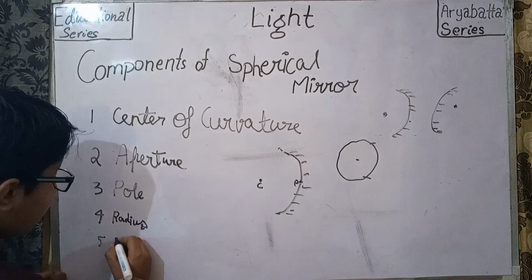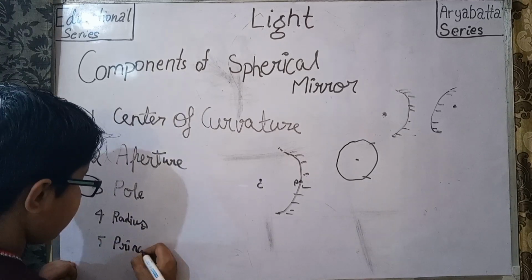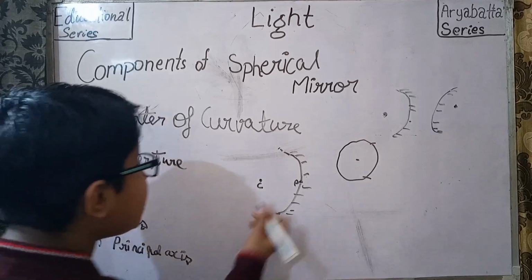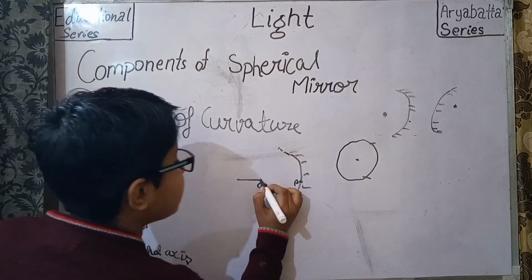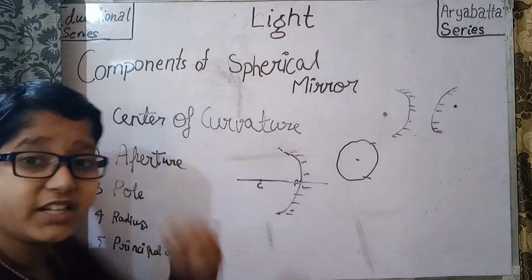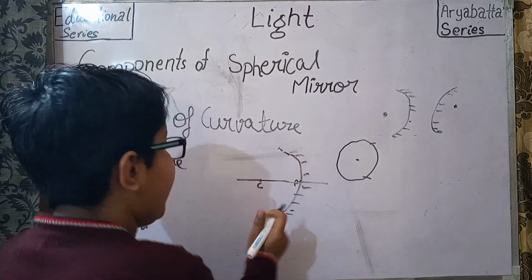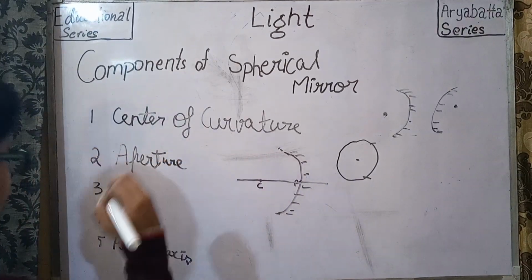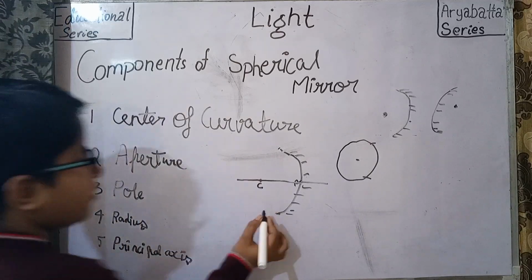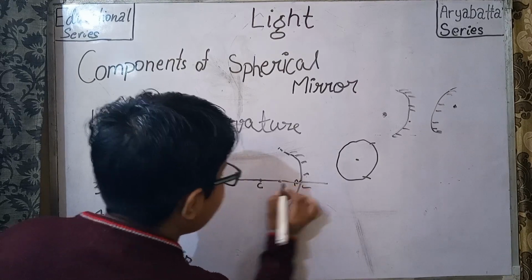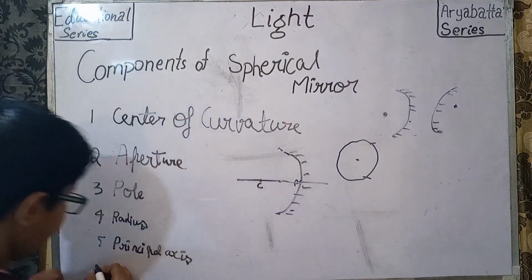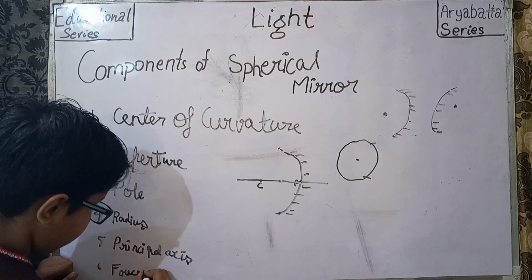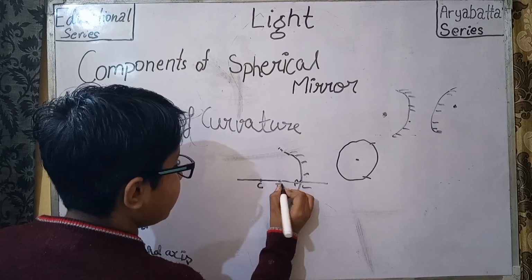The next component, the principal axis, is the imaginary line that passes through the center of curvature and the pole. Now radius is the distance between the center of curvature and the pole, while the principal axis is the line that cuts through the center of curvature and the pole. And the exact center between the center of curvature and the pole is known as the focus.